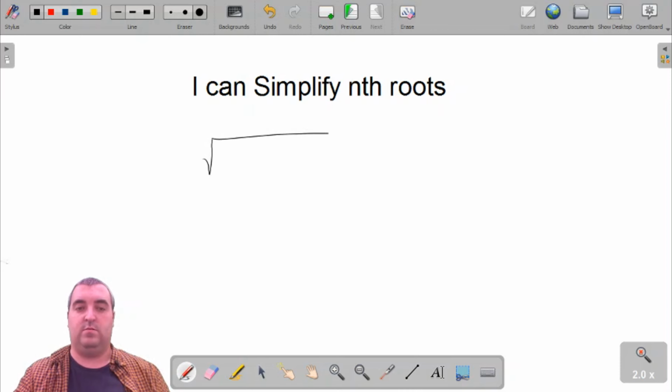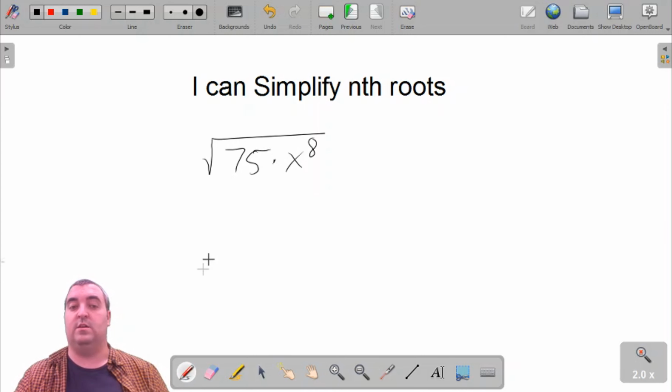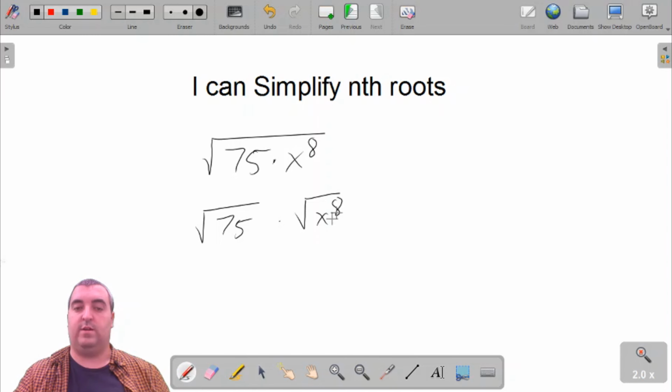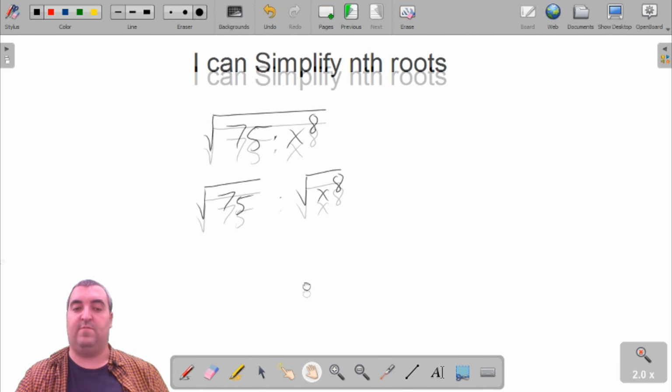So here you have, let's say, the square root of 75 times x to the 8th. Because it is multiplication, we can break up the roots. So we can break it up to the square root of 75 and the square root of x to the 8th. Now, the square root of 75, we can break up even farther.